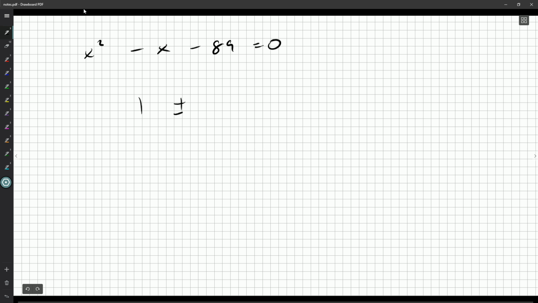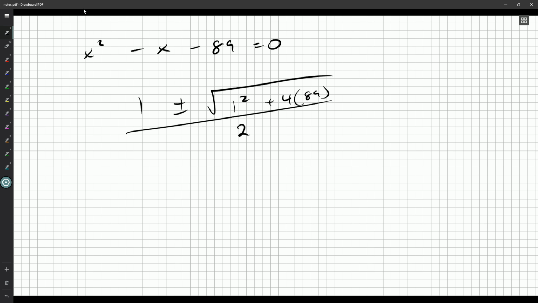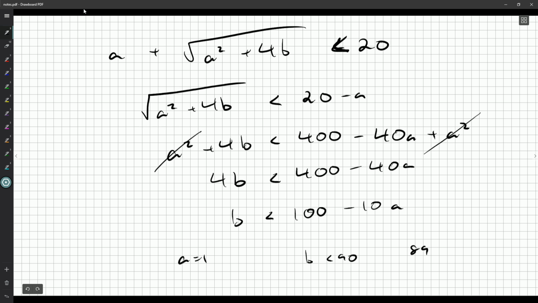I'll get 1 plus or minus the square root of 1 plus 4 times 89, all over 2, and I should get roots there. Well, I will get roots. It's just a question of, do they have the right size, or has something gone wrong? And it's always good to do a sanity check like this. So you get 1 plus or minus the square root, which is about 18.8. So if I add 1 and divide by 2, it's just under 10. So it'd be 9.947. All right, so this looks good.